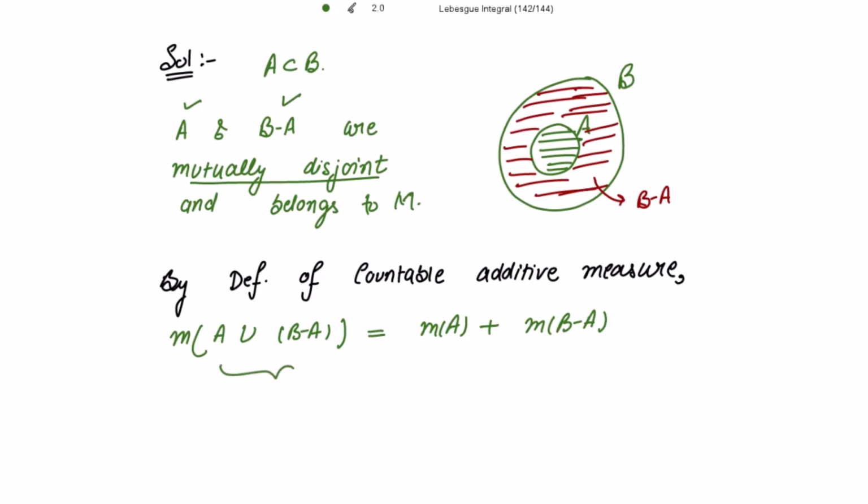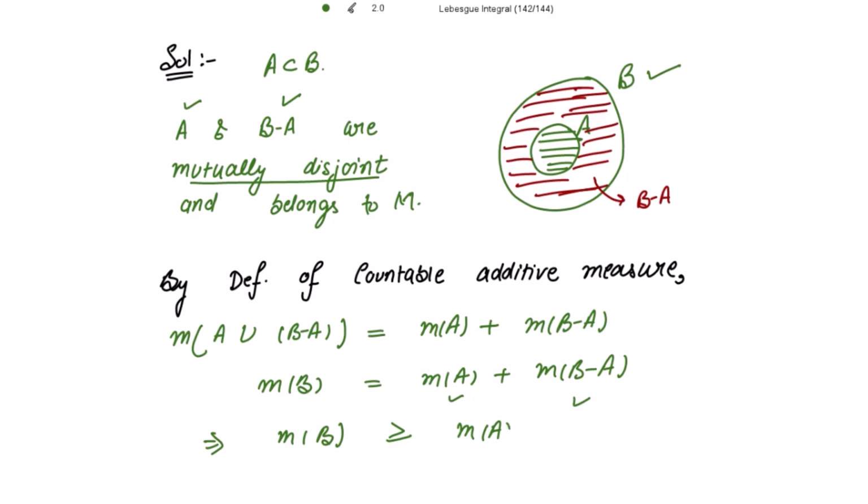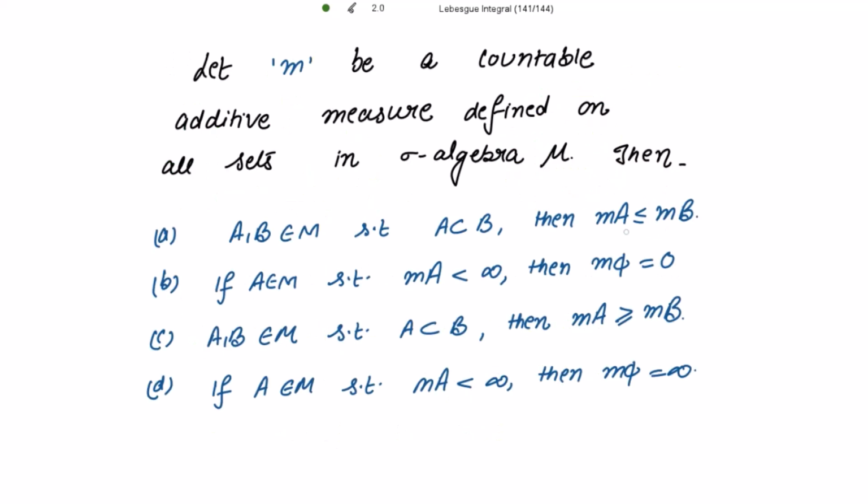Now what is A union (B minus A)? It is B. So the measure of B equals the measure of A plus the measure of B minus A, which simply implies that, because the measure of B is the sum of these two measures, the measure of B should be greater than or equal to the measure of A. So the measure of A is less than or equal to the measure of B, and this option A is correct.